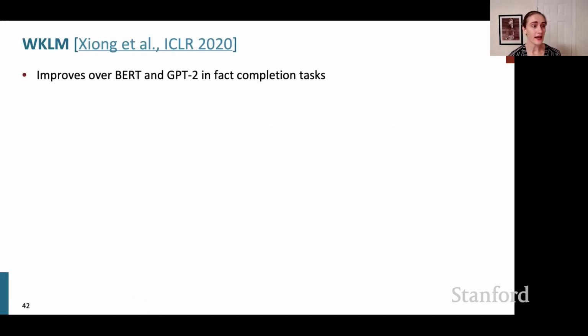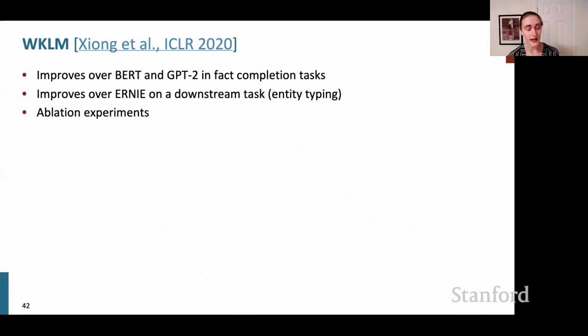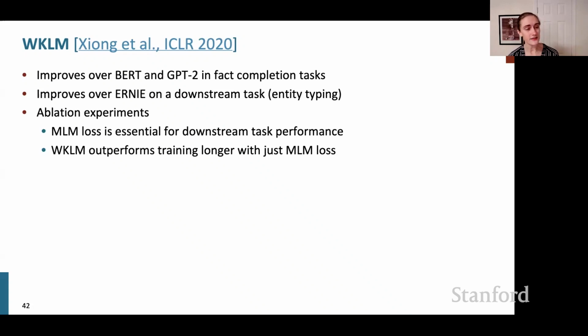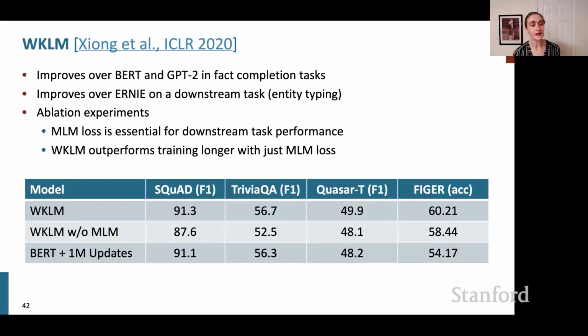So they find that WKLM improves over BERT and GPT-2 in fact completion tasks, like the fill-in-the-blank statements that we looked at the beginning. They also find that it improves over the ERNIE paper that we talked about on a downstream task. And then they had a set of ablation experiments where they looked at, can you just remove this masked language model loss now? And if you just train BERT for longer, do you really need this entity replacement loss? So that's what the table here is looking at.